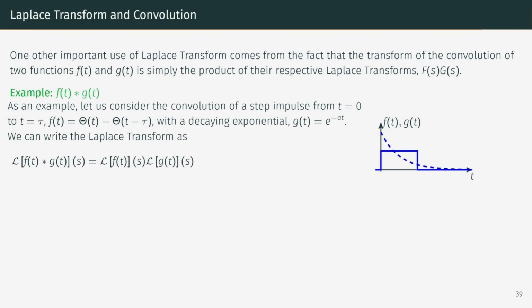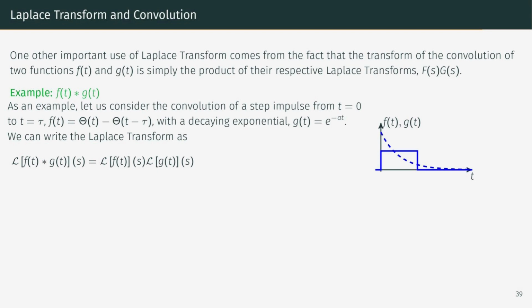One other important use of the Laplace transform comes from the fact that the transform of the convolution of two functions, f of t and g of t, is simply the product of their respective Laplace transforms, F of s, G of s. Consider the example of the convolution of f of t and g of t.